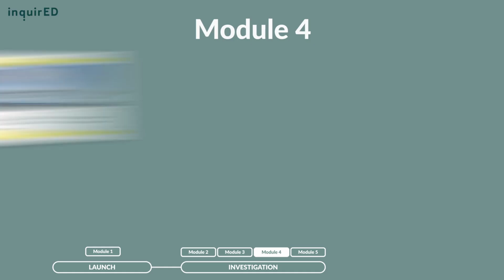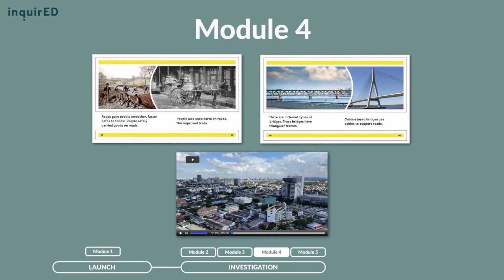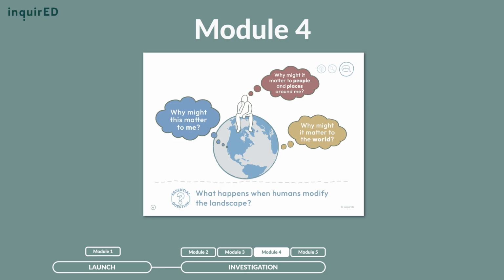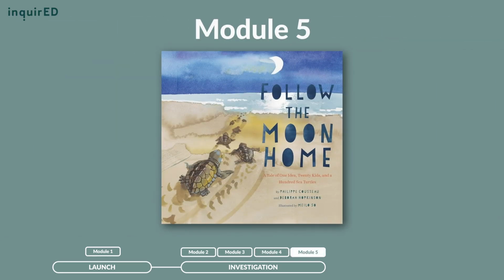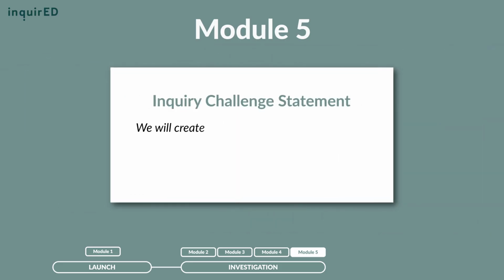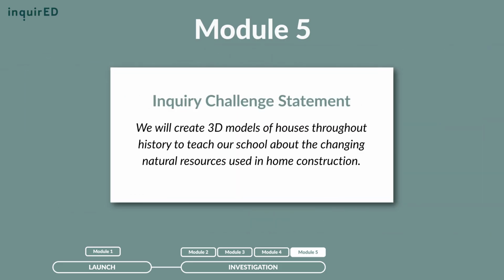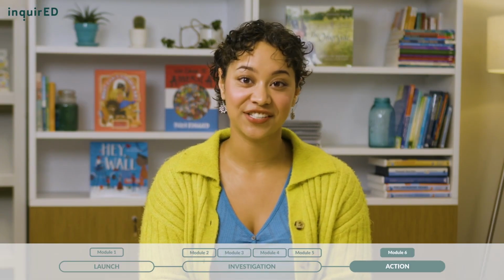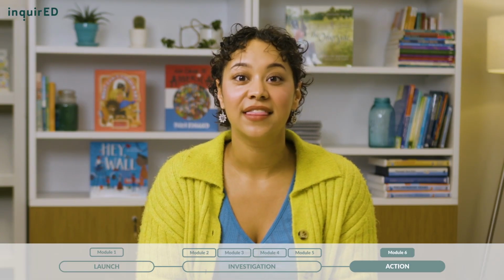In Module 4, students examine photographic and video evidence that demonstrates modifications to the landscape, gathering and discussing their findings together. In Module 5, students explore Follow the Moon Home by Deborah Hopkinson and Philippe Cousteau Jr. as a case study of young people taking action to respond to changes in the environment. They then create an inquiry challenge statement to describe a challenge or opportunity they want to address with their inquiry product.